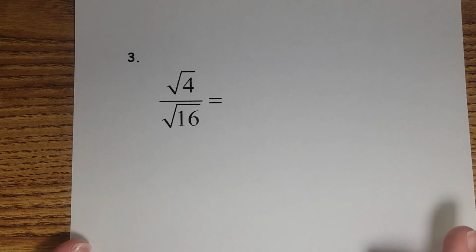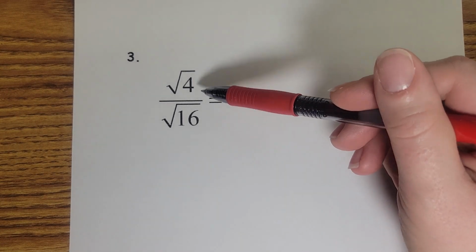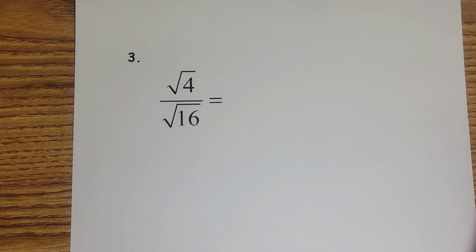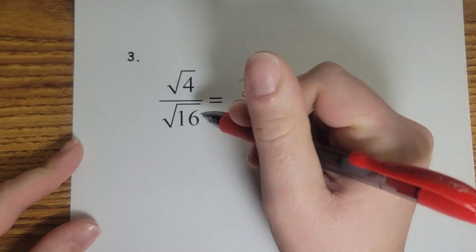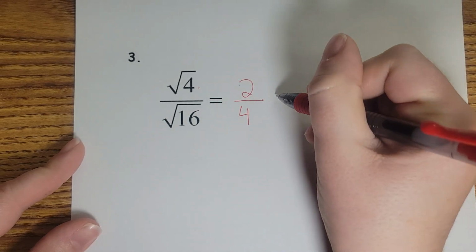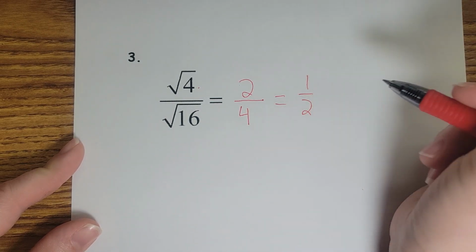Okay. Now I've got 4 over 16. They're both radicands. I've got options. The first thing that sticks out to me is the fact that these are both perfect squares. So without dividing or anything, I could do the square root of 4 is 2 and the square root of 16 is 4. That reduces to 1/2.